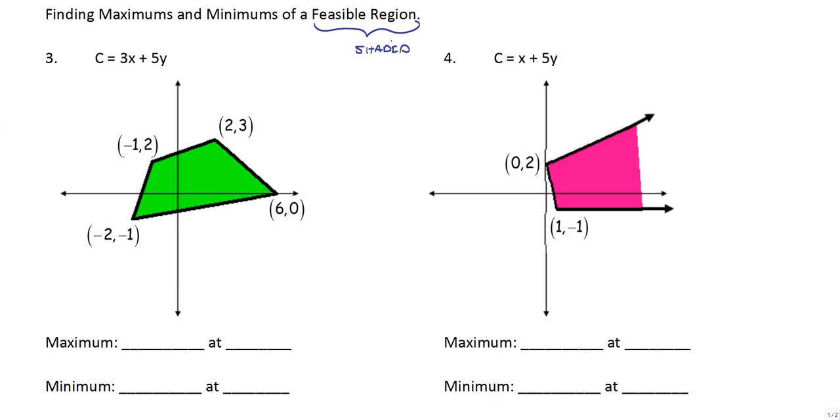Maxes and minimums we're going to find by substituting in the coordinates that make up the feasible region into this function, which is known as your objective function. Okay, that's our objective function.